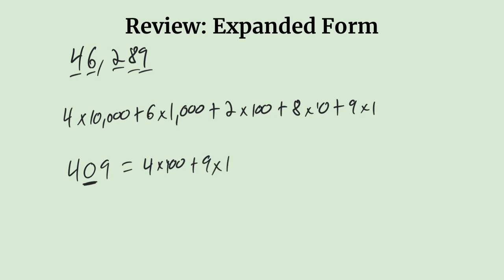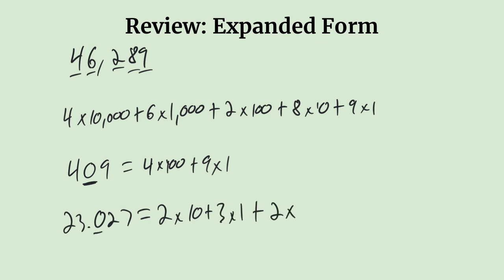If there's a decimal, 23.027, that would be 2 times 10 plus 3 times 1. Skip the 0, plus 2 times, and then the place value, this is tenths, hundredths. So that's 1 over 100 plus 7 times 1 over 1,000.